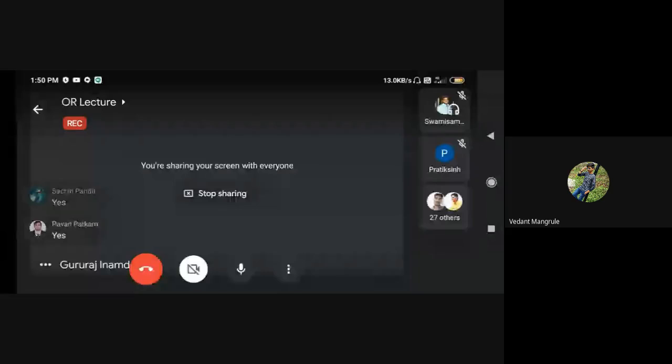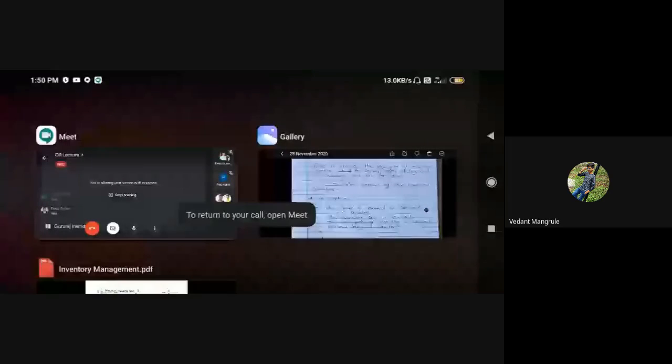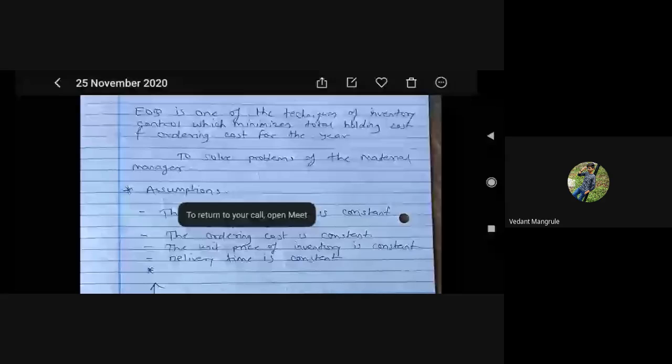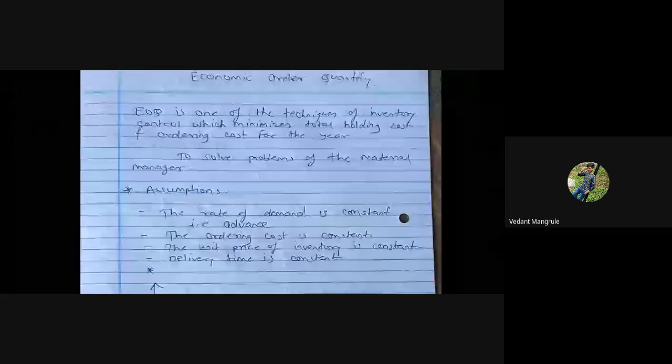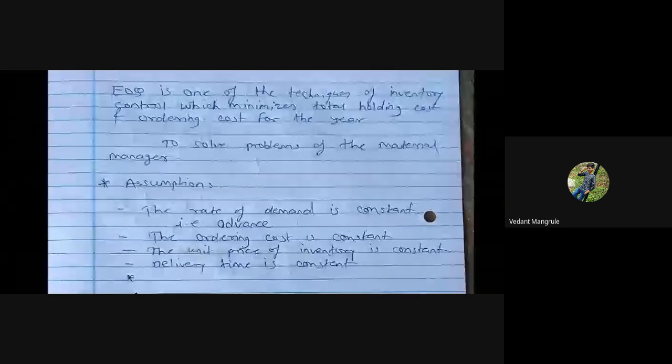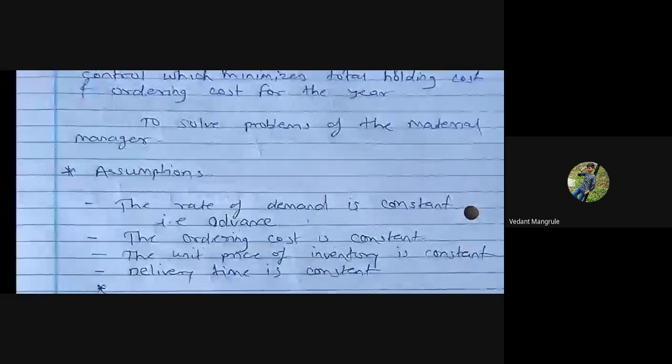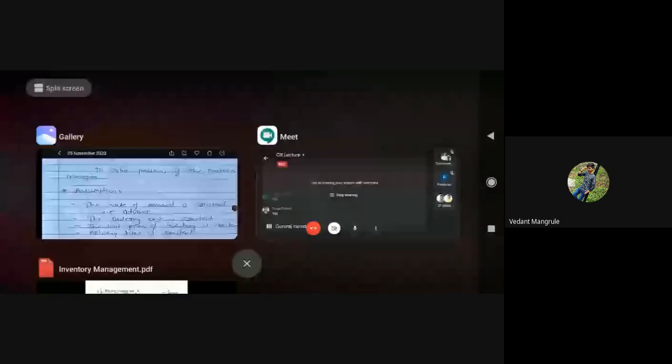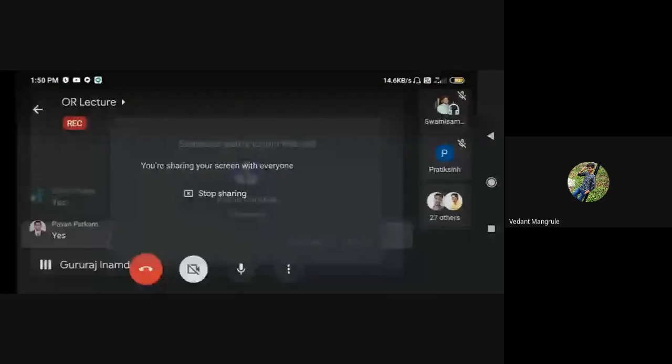Okay, so EOQ is one of the techniques. Now we have to use a technique which will minimize the total holding cost and ordering cost. To solve this type of problem, the problem of the material manager, whatever we call the purchase manager in industry, this is also the duty of that manager. So we have to use that technique.